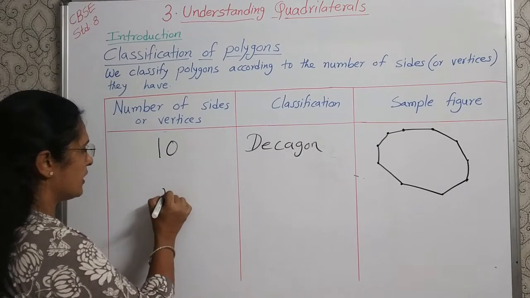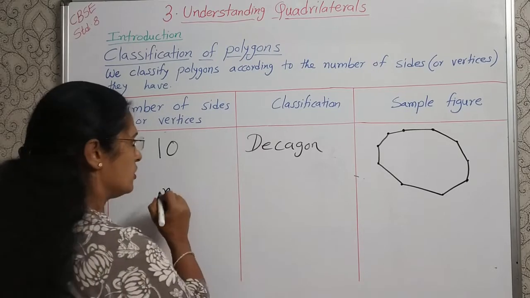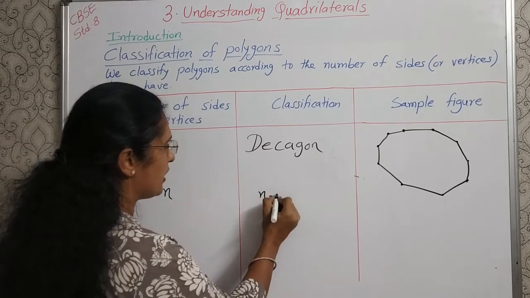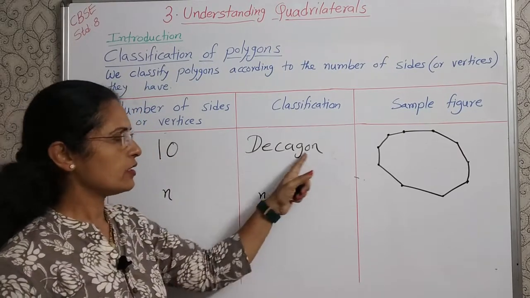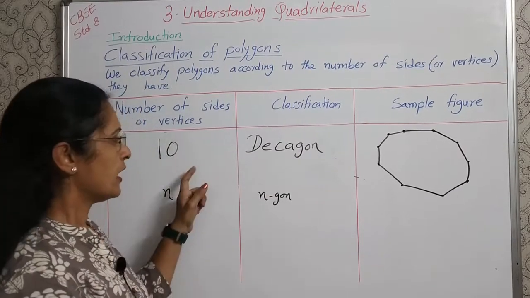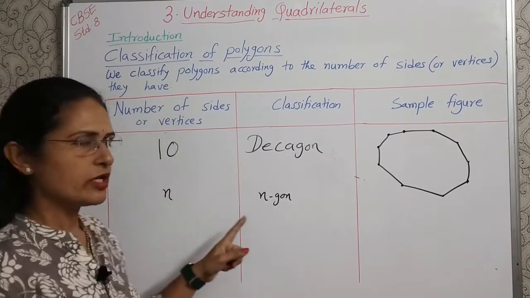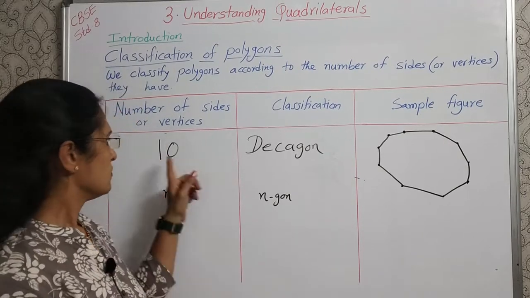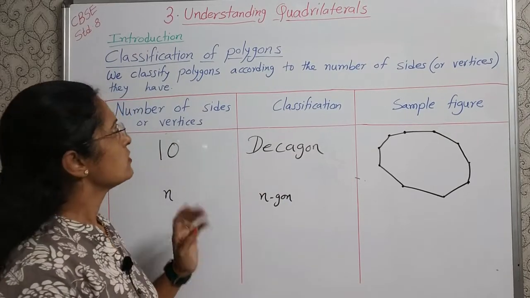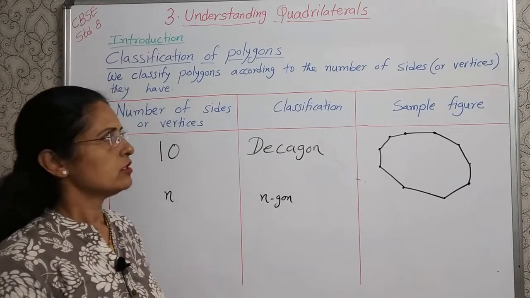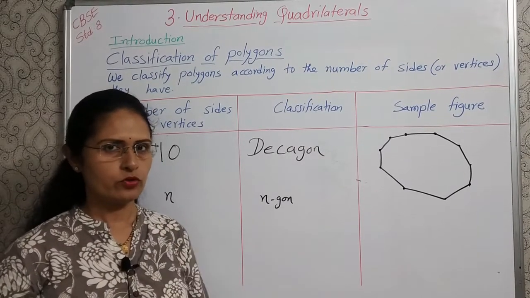It means if there are n sides, the number of sides can be 11, 12, 20, whatever. So if n sides, then we call it an n-gon. Deca means 10, so decagon. 9 is nonagon. 8 is octagon. So this is the classification of polygons. You can remember till 10. That is also sufficient. And in this chapter, you are going to study the quadrilaterals in detail. A quadrilateral is a 4-sided figure with 4 vertices.